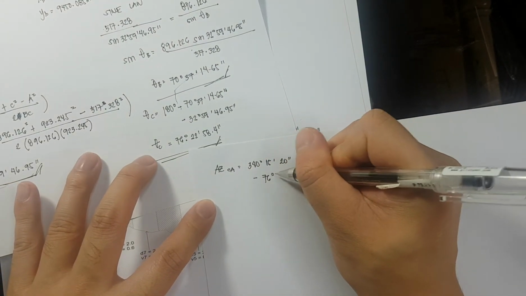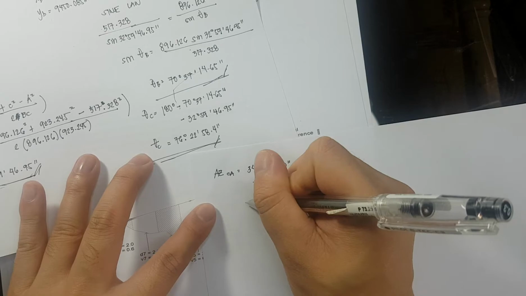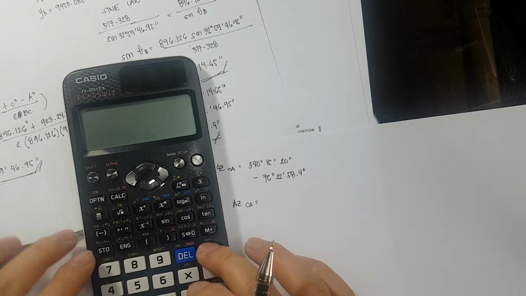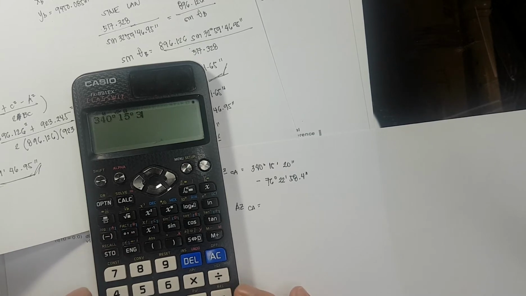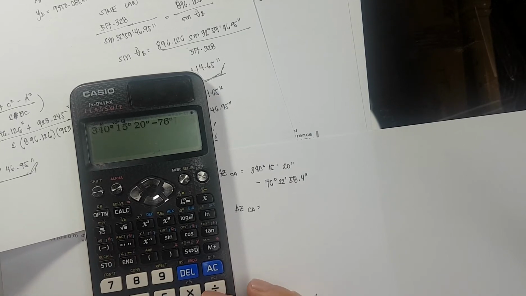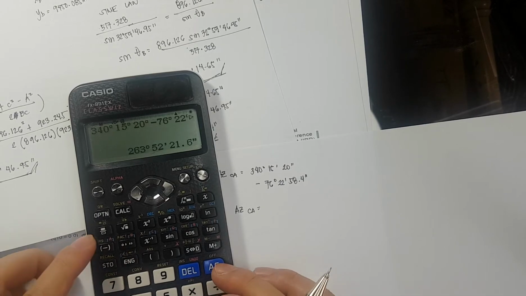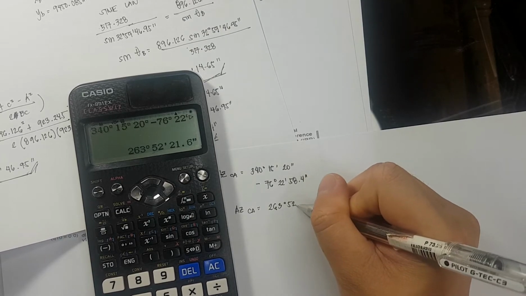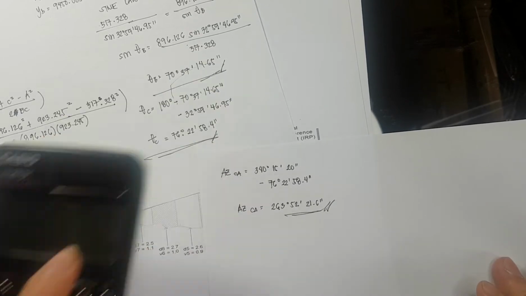Minus 76 degrees, 22 minutes, 58.4 seconds. Therefore, azimuth C to A is equivalent to 340 degrees, 15 minutes, 20 seconds, minus 76, 22, 58.4. So that is equivalent to 263 degrees, 52 minutes, 21.6 seconds. So that is azimuth of C to A.